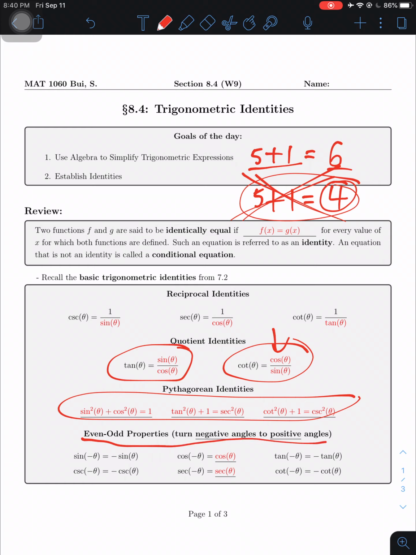Among all six trig functions, only cosine and secant are even functions. The other four are odd functions. For an even function, if you start with a negative angle, we cancel that negative and return a positive angle, nothing changes. But for an odd function, if you start with a negative angle, we pull that negative out to the outside, and the inside angle becomes positive.